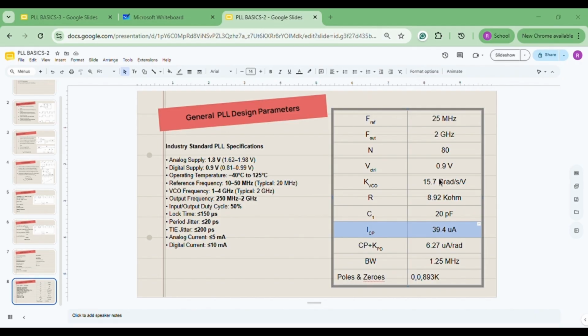So this was the overall AC response analysis of the PLL loop. Stay tuned. We'll use these values in our transient module.